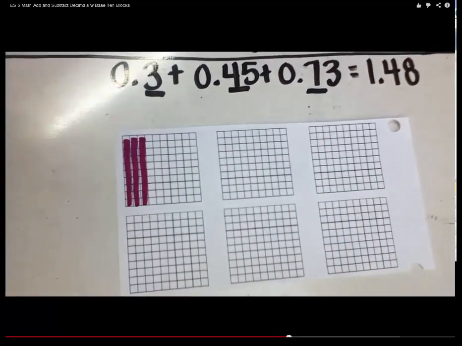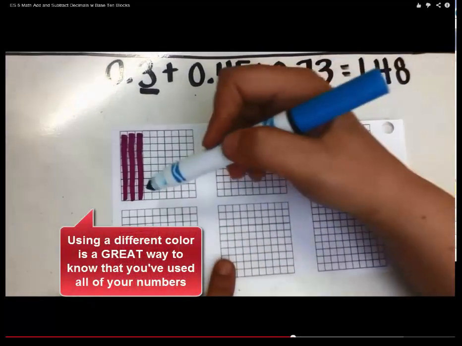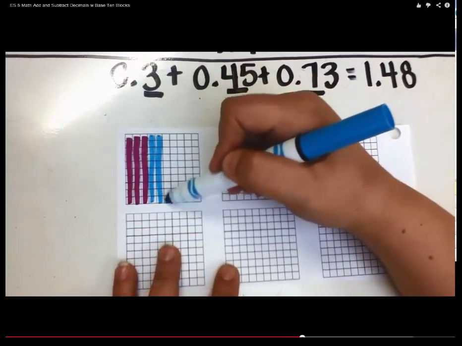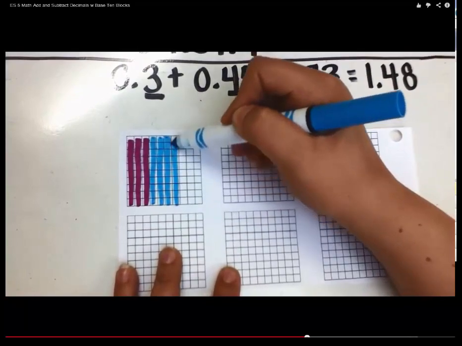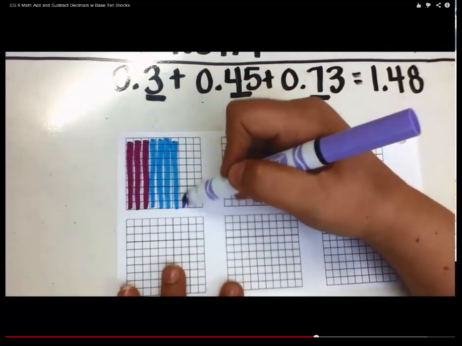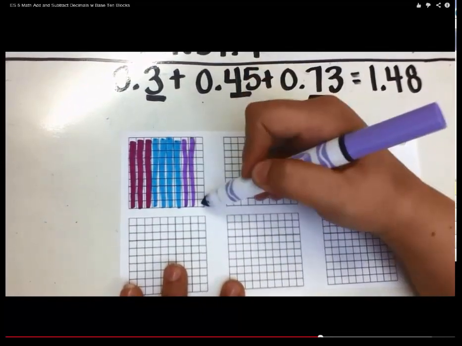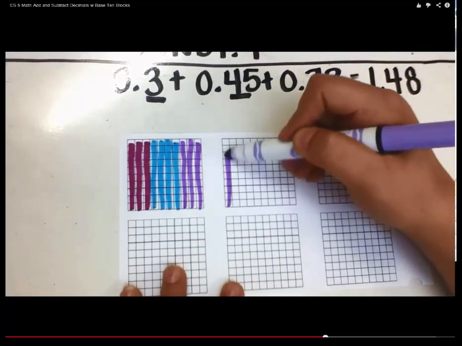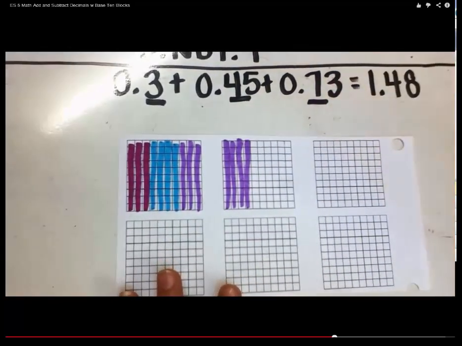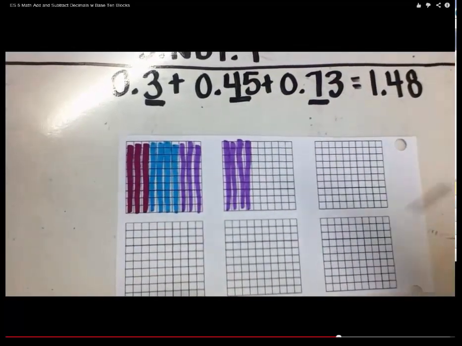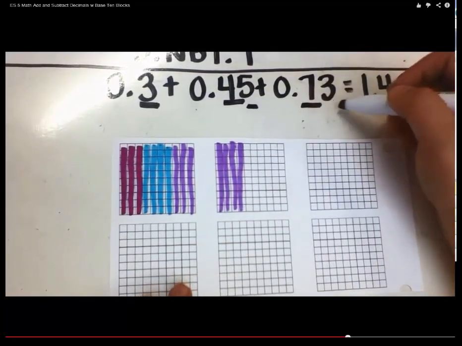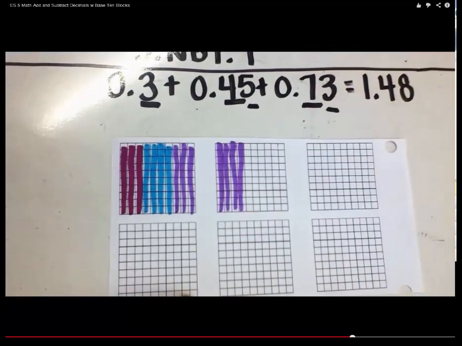since the 4 tenths come from another number, I'll use another color to represent that. So 4 more tenths. And then we have the 7 tenths. 1, 2, 3, 4. Okay. And so now that we've shaded all of the tenths, we can go back and go ahead and shade the hundredths. So we have 5 hundredths to shade and 3 hundredths to be shaded.